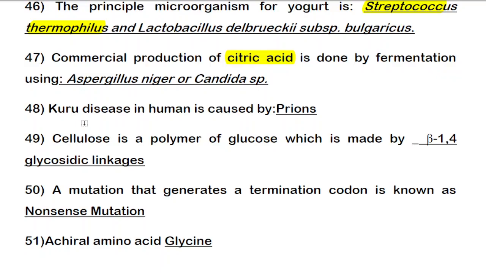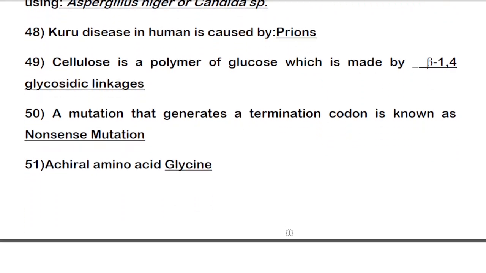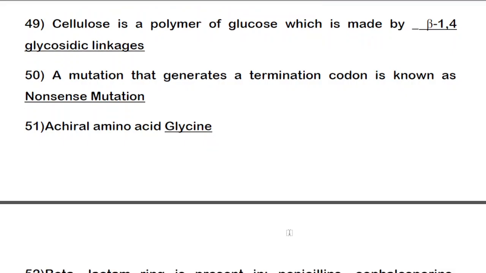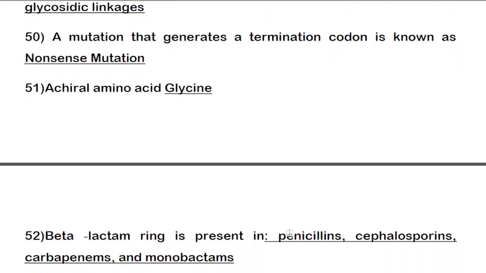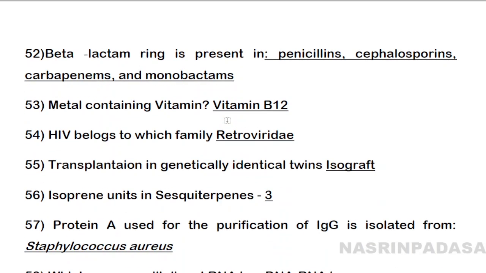Okay. 50th question: the mutation that generates a termination codon is called a nonsense mutation. Tell me what is meant by missense mutation and what is meant by silent mutation. 51st question: the achiral amino acid is glycine. It has no chiral center.